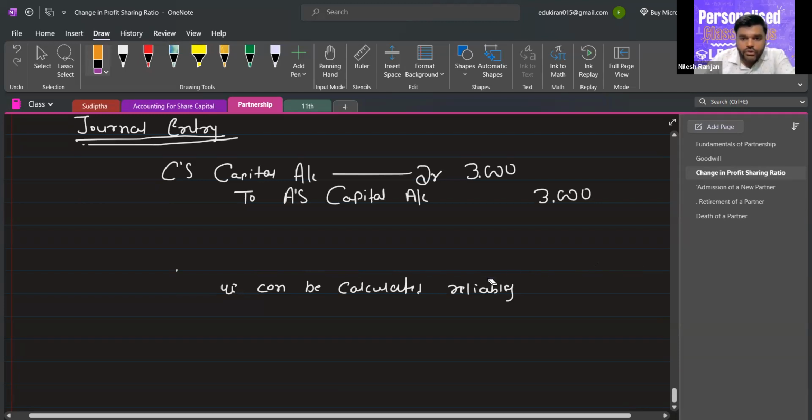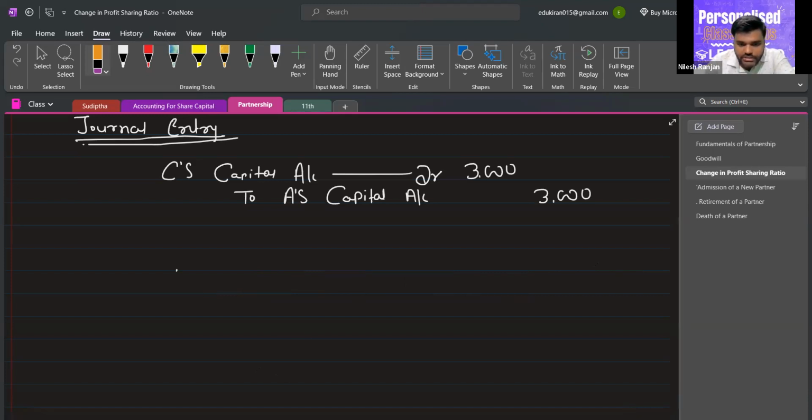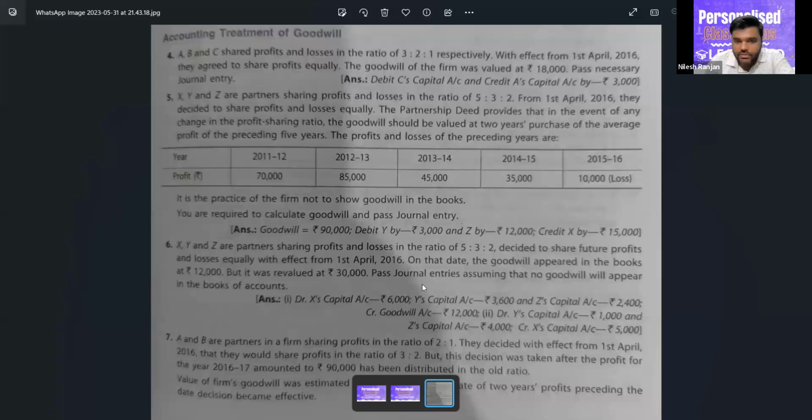Now, if we don't record self-generated goodwill, then no problem, because the question is already saying this to you: pass journal entries, assuming that no goodwill will appear in the books of account. So there is an existing goodwill of 12,000 in the books, and we also valued our goodwill at 30,000. Okay, so the 12,000 goodwill, which is appearing in the books, is purchased goodwill. That's why it is appearing in the books. Self-generated goodwill cannot be recorded. So it is purchased goodwill. But now we have to write it off.